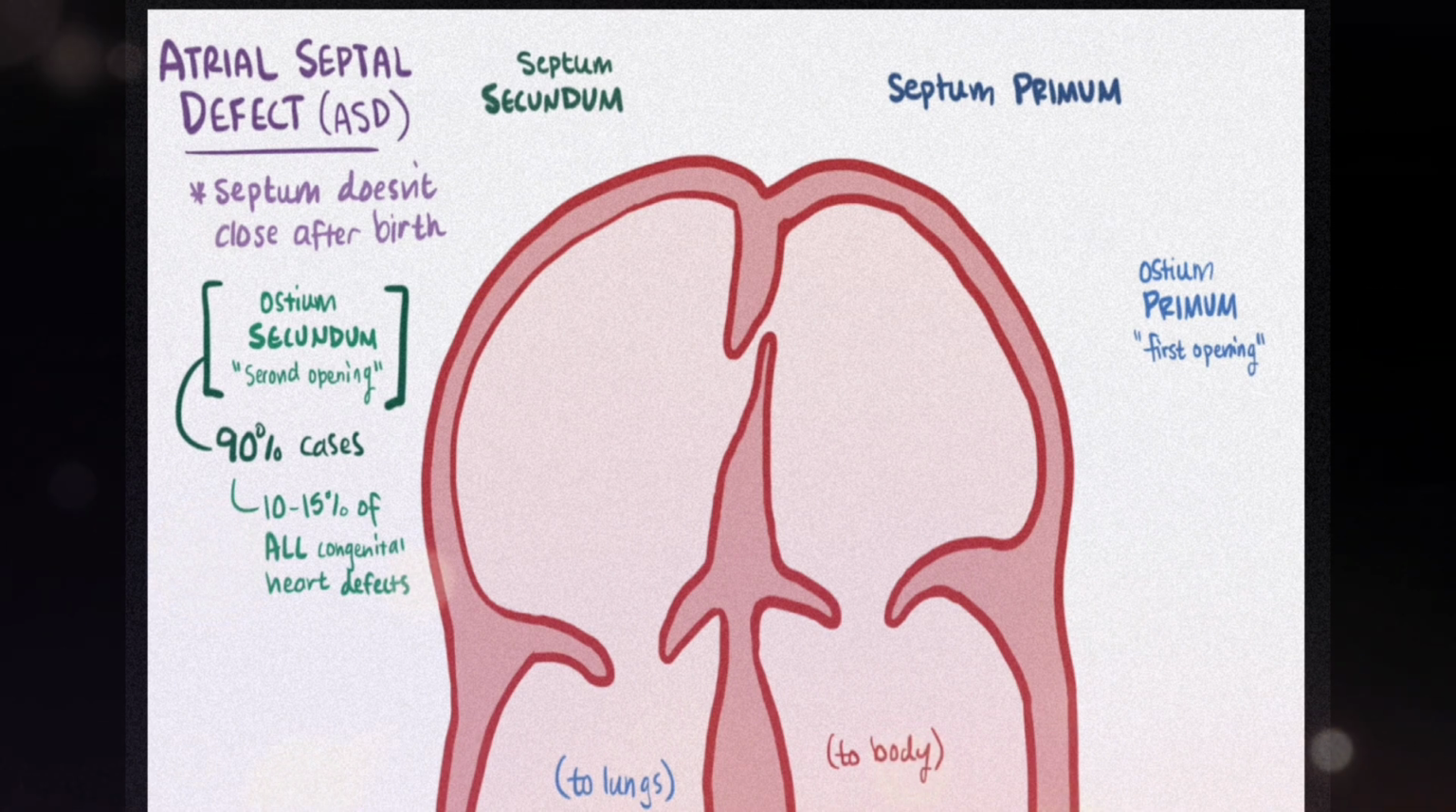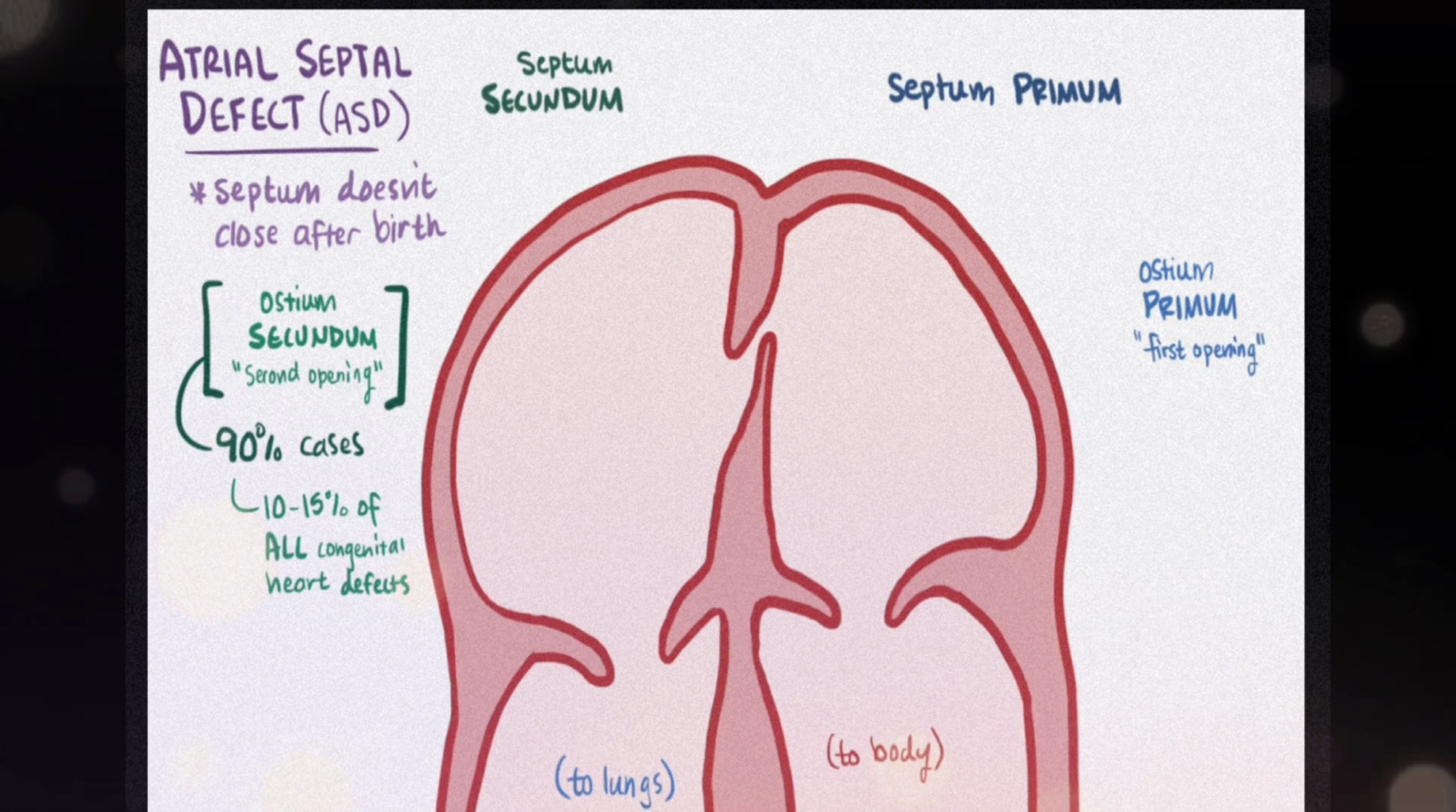10% of ASD cases are due to the ostium primum, where the first opening, or ostium primum, doesn't make it all the way down, again leaving an opening between the right and left atria. This primum type of congenital defect is found in around 25% of patients with Down syndrome. Atrial septal defects, in general, are also commonly associated with fetal alcohol syndrome.